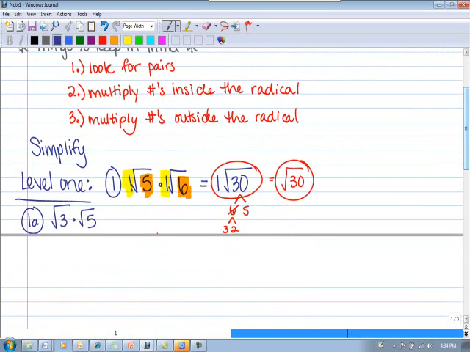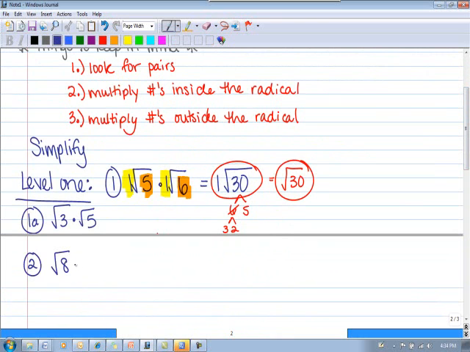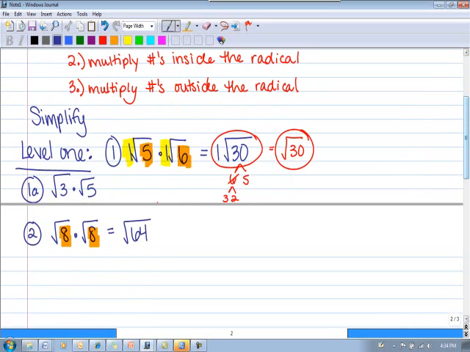Okay. Problem number 2. Still a level 1 question. The square root of 8 times the square root of 8. Again, we multiply the numbers outside. We have 1 times 1, just 1. I'm not even going to go ahead and write that. Multiply the numbers inside. We have 8 times 8, and those stay underneath the radical. 8 times 8 is 64. So right now I have the square root of 64, which we know from yesterday's lesson that the square root of 64 is in fact 8. So the radical 8 times radical 8 is just 8.